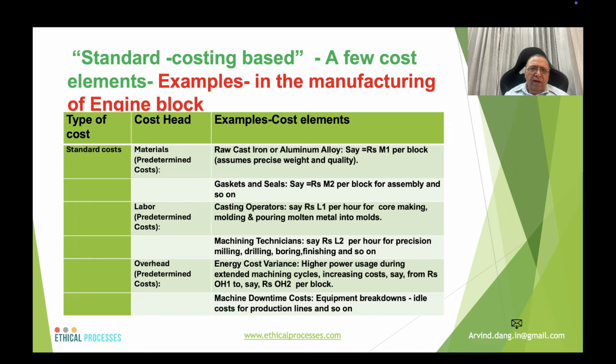Going into the labor related costs: casting operations, say rupees L1 per hour for core making, molding, and pouring molten metal into molds. And then machining technicians, say rupees L2 per hour for precision milling, drilling, boring, finishing, etc. Similarly, there can be overhead costs which are listed here, which include, in the last row, machine downtime cost, equipment breakdowns, idle costs for production line, and so on and so forth.